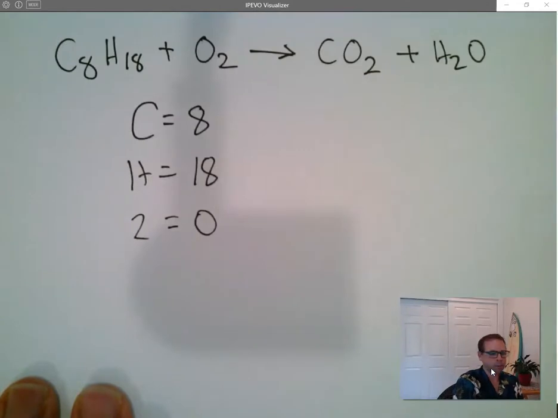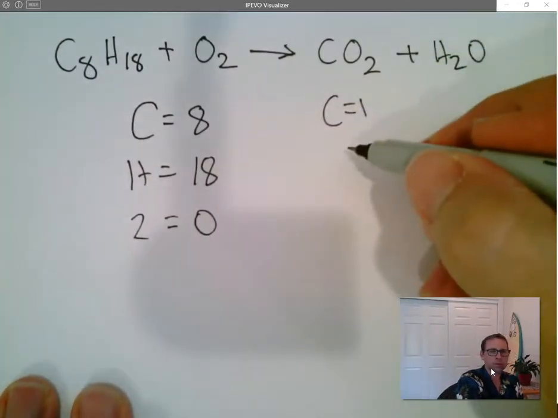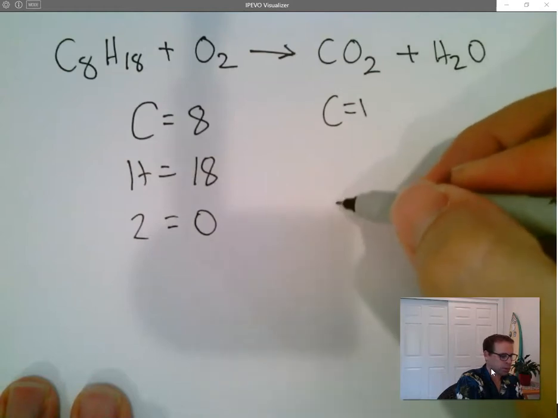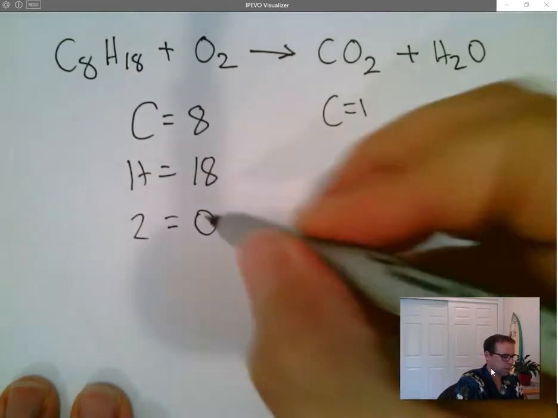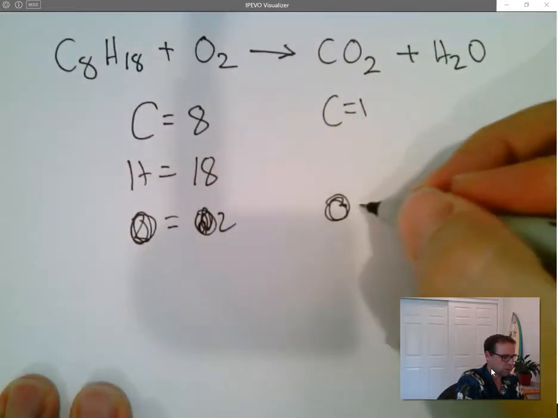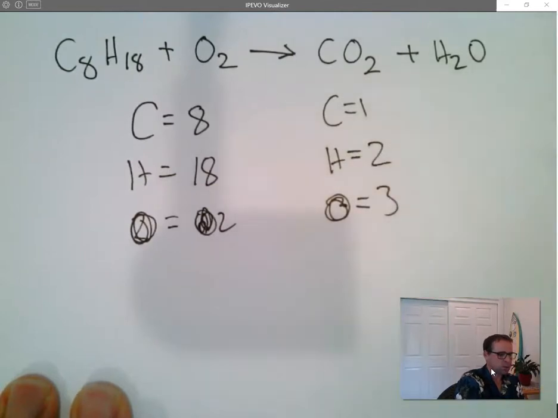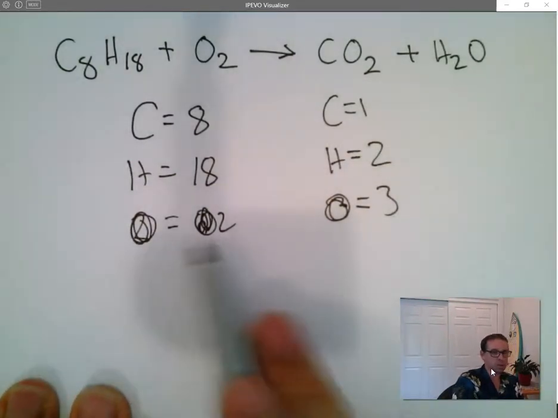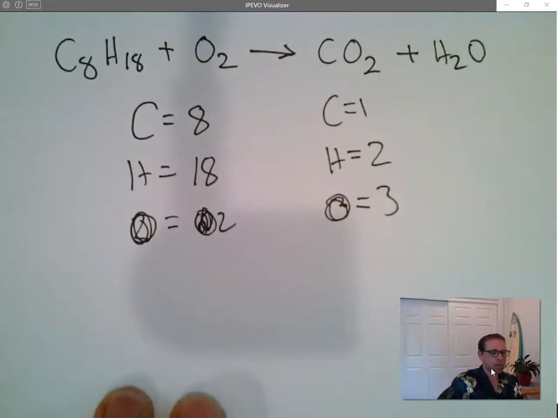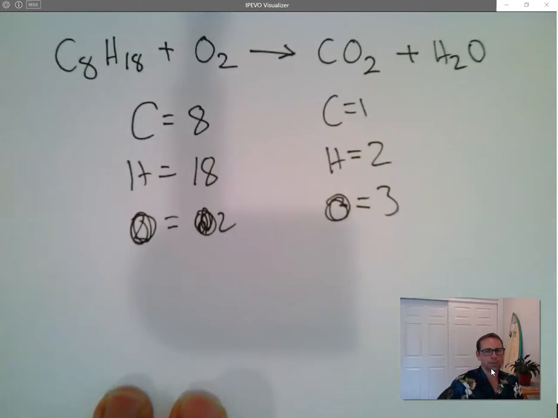We have 1 carbon, 3 oxygen, and 2 hydrogen. I had the oxygen and the hydrogen mixed up. Okay, so we got 8, 18, 2 on the left, and 1, 2, and 3 on the right.